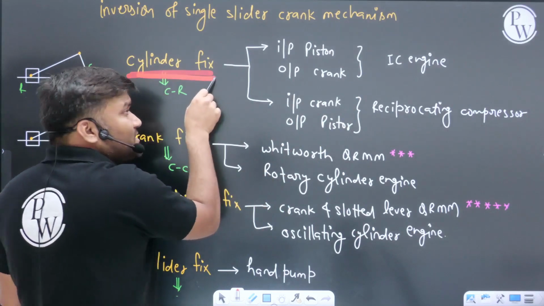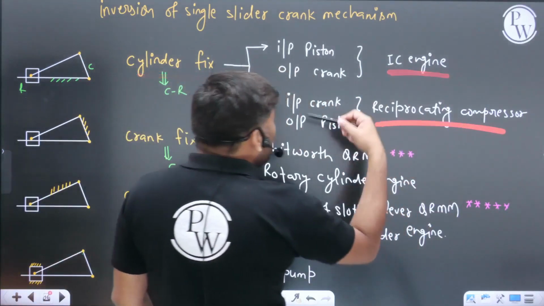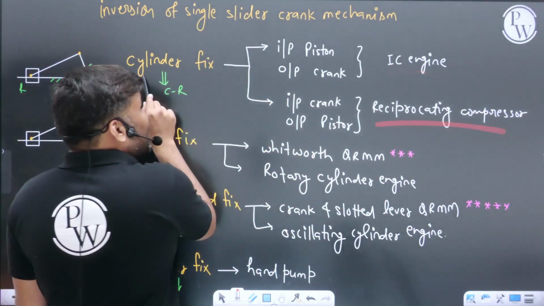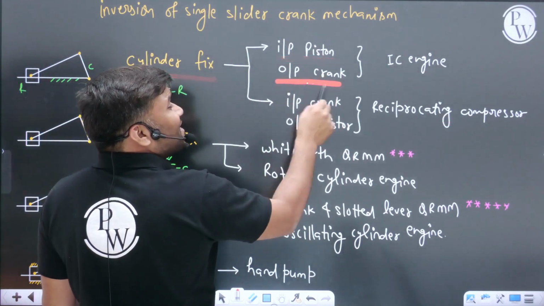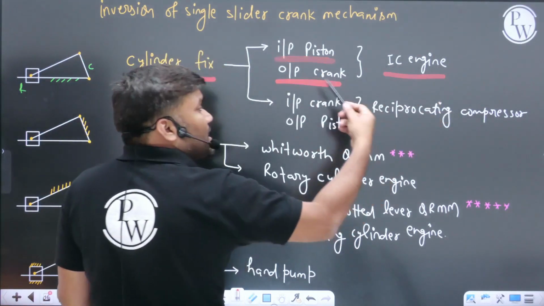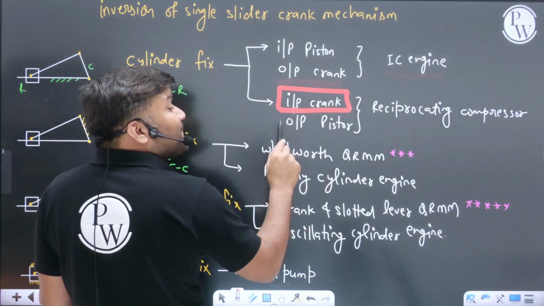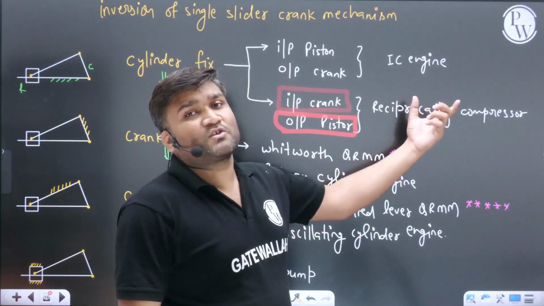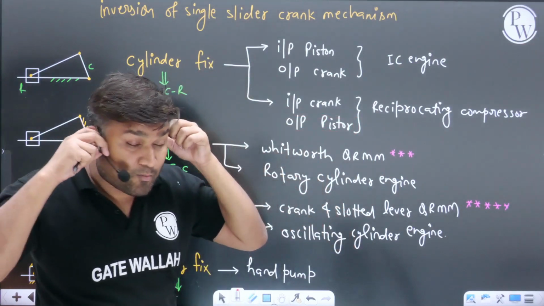If cylinder is fixed, you may either get IC engine or reciprocating compressor beta, depending upon input kahan de rahe hain and from where output you are going to collect. Cylinder ko fix kar rakha hai, input you are giving at piston, output you are collecting at crank. This is known as IC engine. Reverse kar dijiye, input you are giving at crank with the help of motor, at piston you are collecting output, you will get a mechanism which is known as reciprocating compressor beta. Isi ko hum log reciprocating compressor bhi bolte hain.